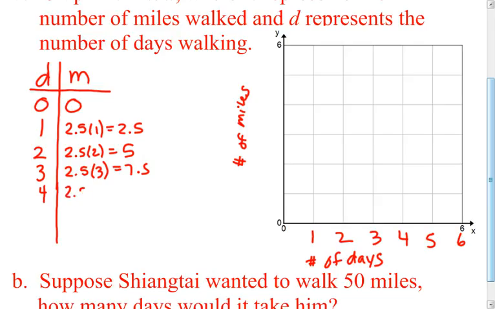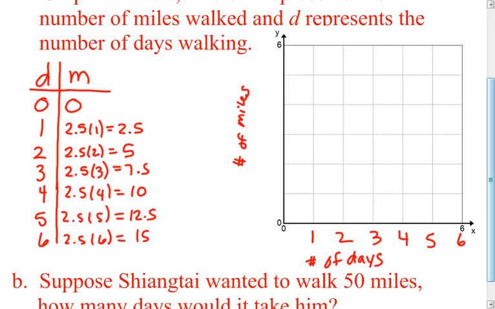So 2.5 times 4 is 10 miles. 2.5 times 5 is 12.5 miles. And 2.5 times 6 is 15 miles. So that's what's happening. And so now you can kind of see how to scale your x-axis, or your y-axis, I mean. You're going to go 0, 2.5, 5, 7.5, 10. Every day he increases his number of days that he walks, he increases the mileage by 2.5 miles.